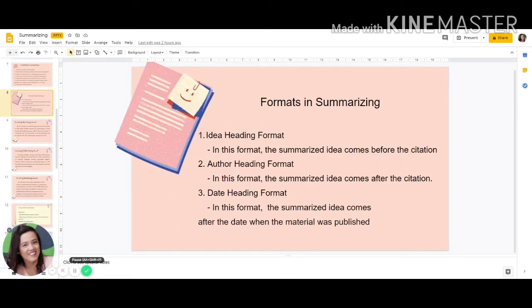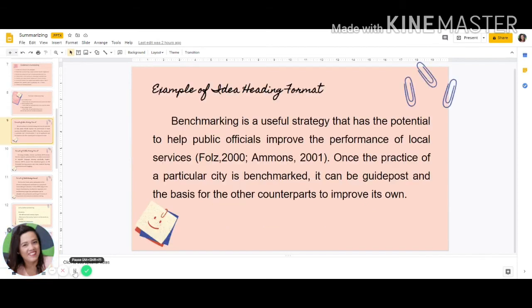Moving on, we have the formats in summarizing. So there are three formats. First, we have the idea heading format, and it means that the summarized idea comes before the citation. While in author heading format, the summarized idea comes after the citation. And for date heading format, the summarized idea comes after the date when the material was published.